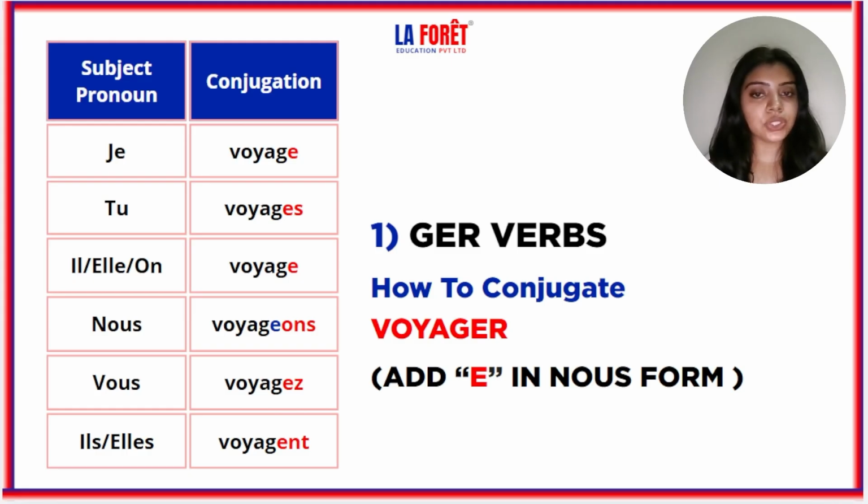So it will be je voyage, tu voyages, on voyage, nous voyageons, vous voyagez, elle voyage. So it will be I travel, you travel, he travels, she travels, we travel, you travel, and they travel. Okay, so let's repeat it once again. Je voyage, tu voyages, on voyage, nous voyageons, vous voyagez, elle voyage.